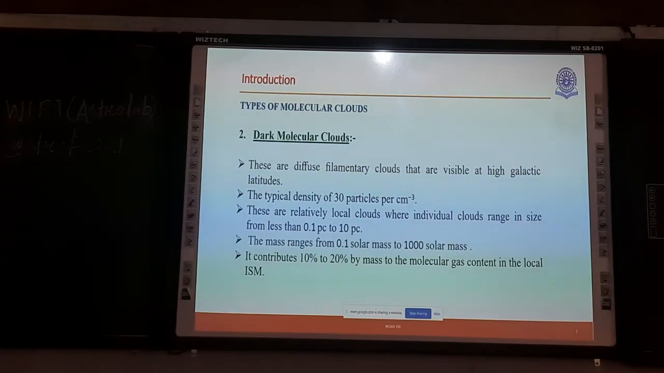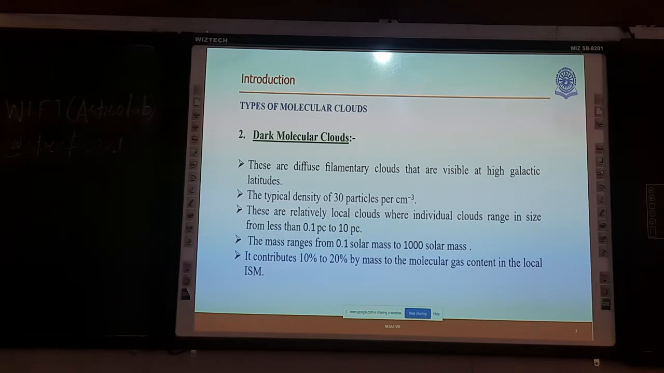Another is the dark molecular cloud. These are diffuse filamentary clouds, visible at high galactic latitude, and the typical density is about 30 particles per cm cubed. The range is 0.1 to 100 solar masses, and it contributes 10 to 20 parts by mass of the molecular gas content in the local interstellar mass.